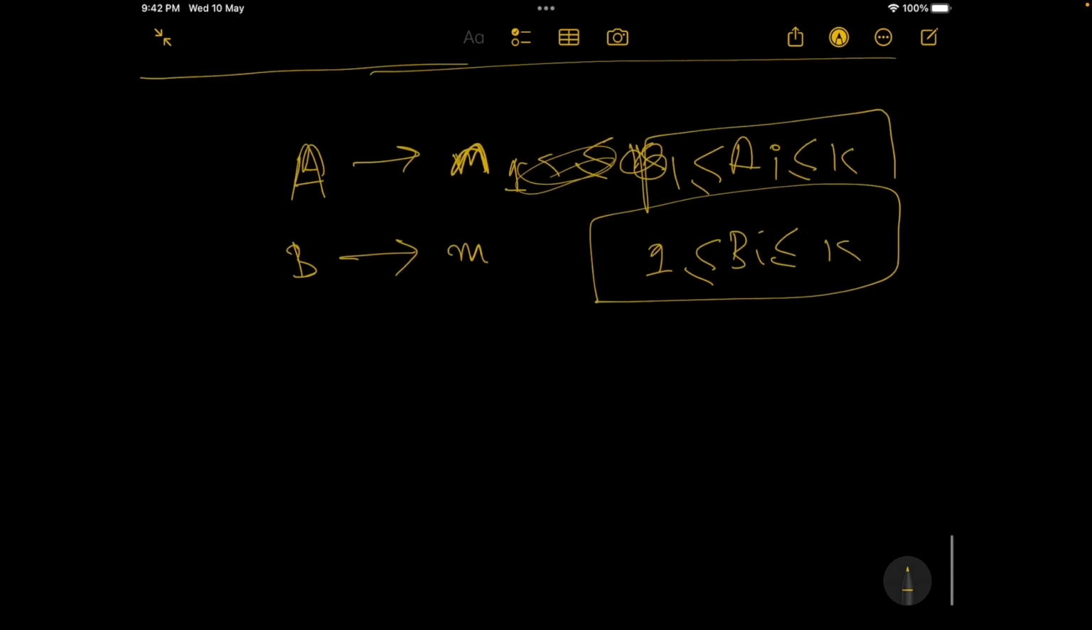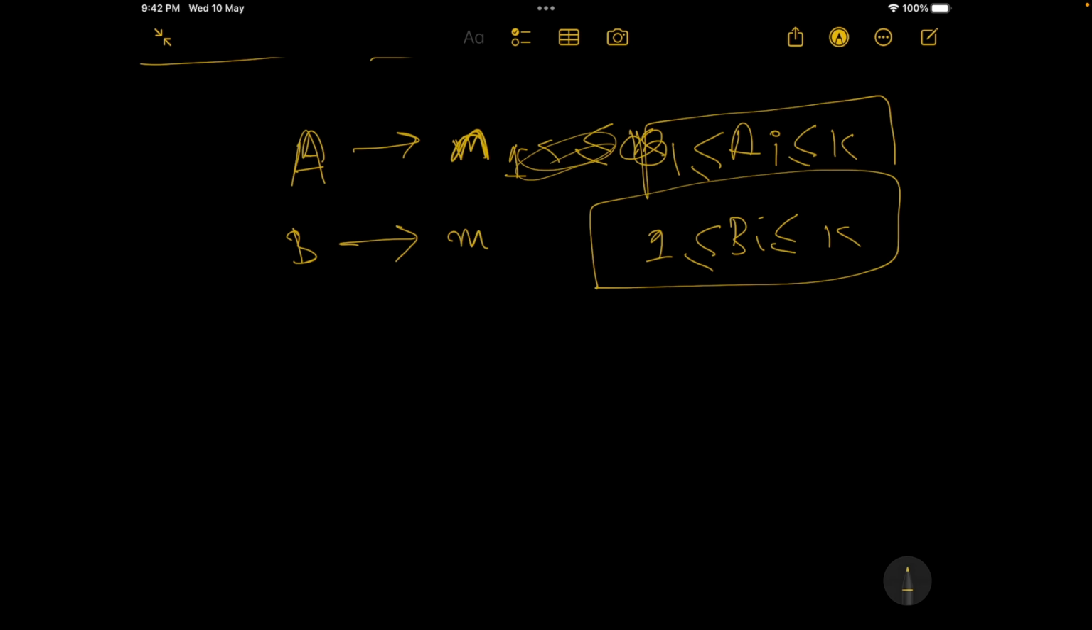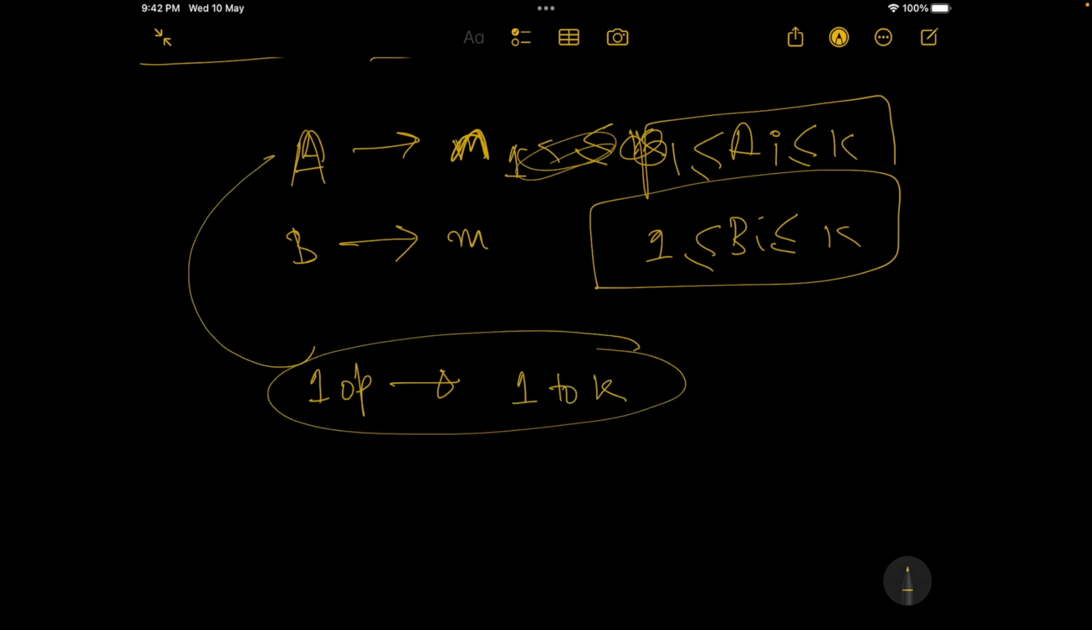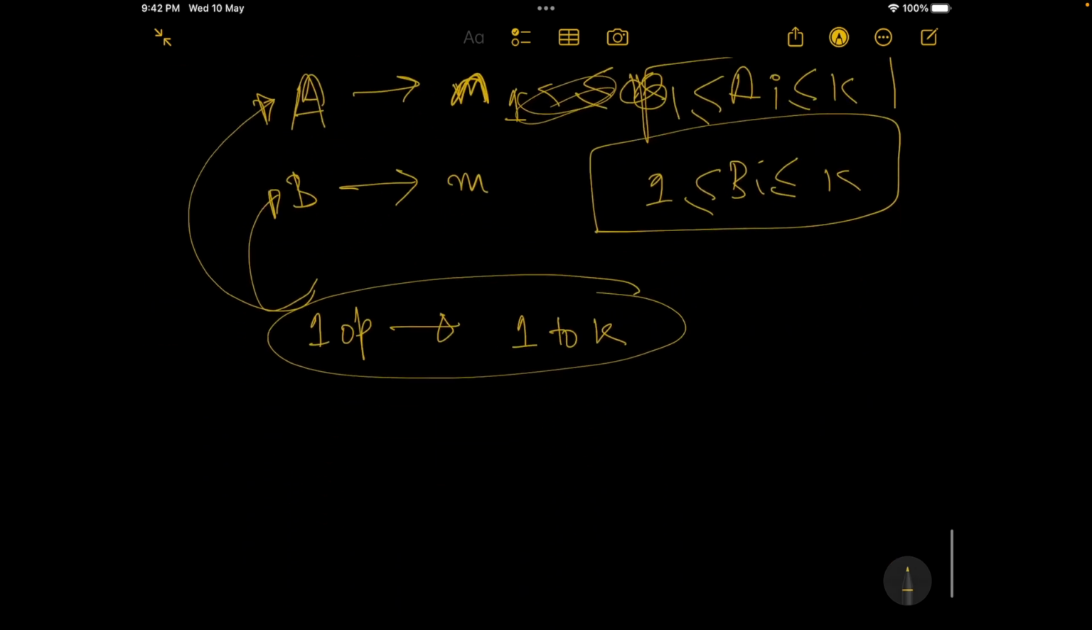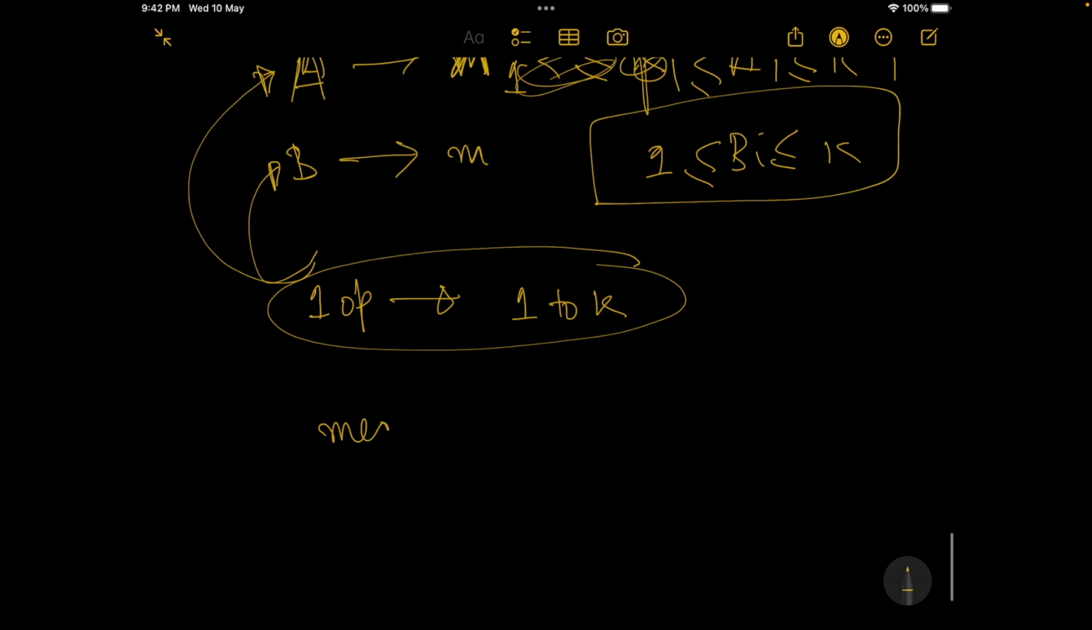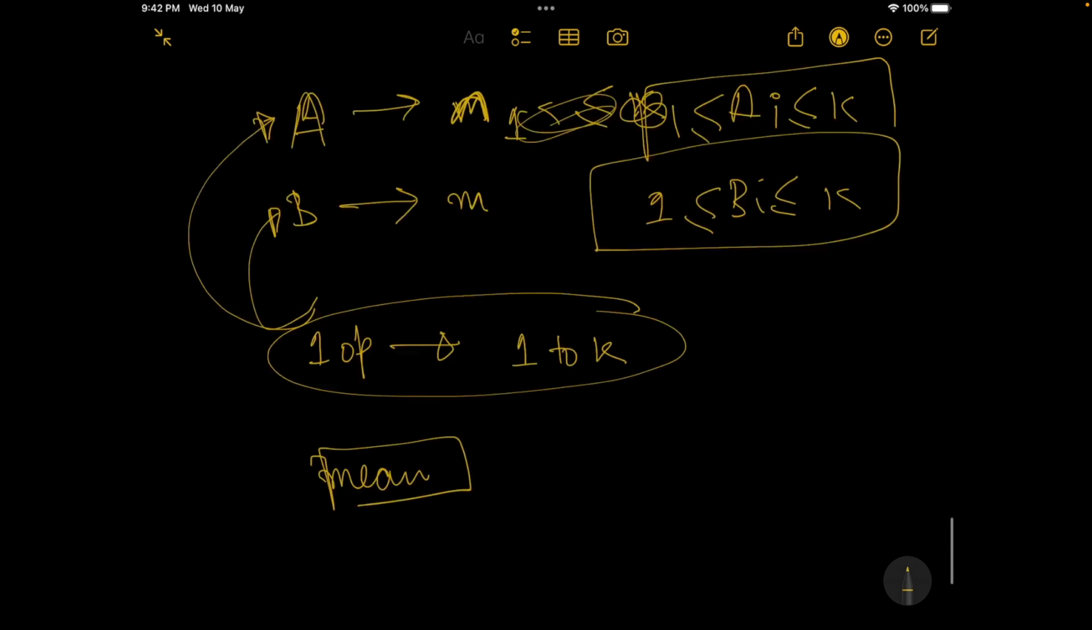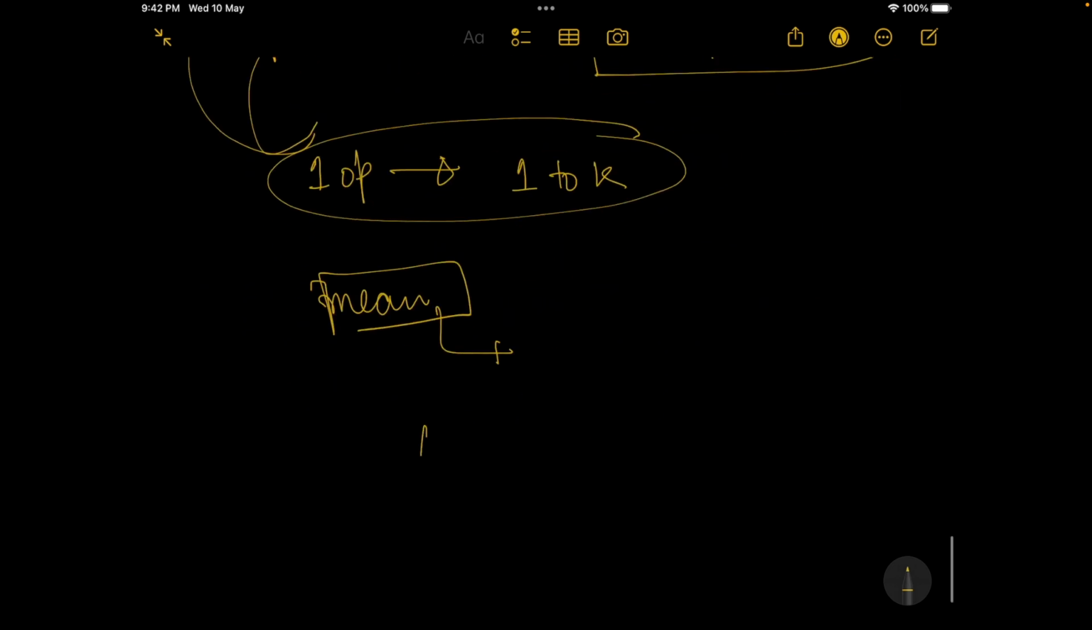What we have to do is that in one operation, we can add any element from 1 to k in either A or in B, right? And we'll keep operating till the mean of A, mean over here basically means the average. Mean actually means the average, but they had clarified in the question, so I also clarified over here. So the mean of A, or let's call it A mean, should be strictly greater than B mean, right?